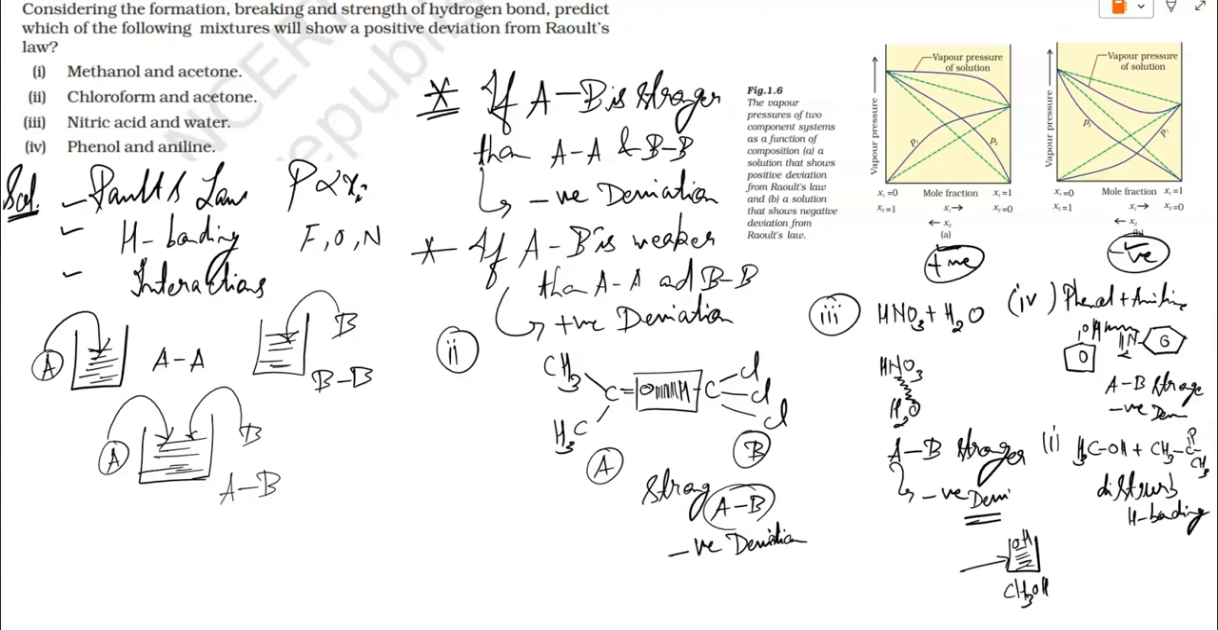So what you can expect is that the interaction between the A and B kind of molecule is a poor, weak interaction. And if the interaction is weak, then there will be the positive deviation from Raoult's law. So here you can see that this is the positive deviation in Raoult's law. So that's your answer. Option number A is our answer. All right, thank you.